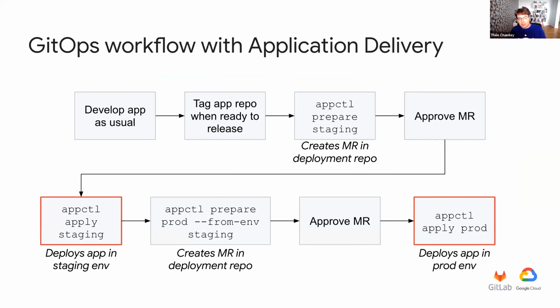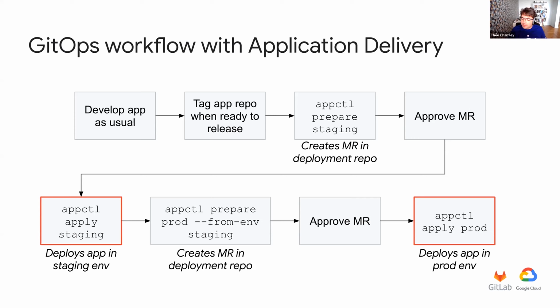The second part of the demo is the GitOps workflow for applications. So that's with appctl. And the workflow can seem a bit complex, but it's actually not that complicated. So as a developer, you're going to develop your application as usual, okay? And you do merge requests, and you run tests, and you do code review, like everything as normal. And when you want to release a version of your application, then you're going to tag your application repository with the tag that you want, 1.2.3, whatever, okay?